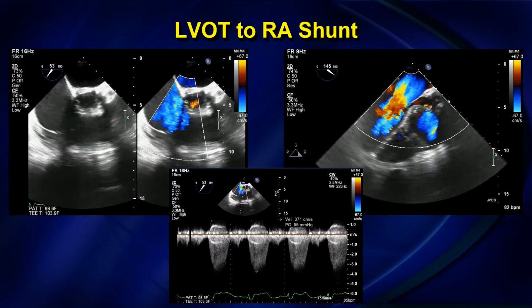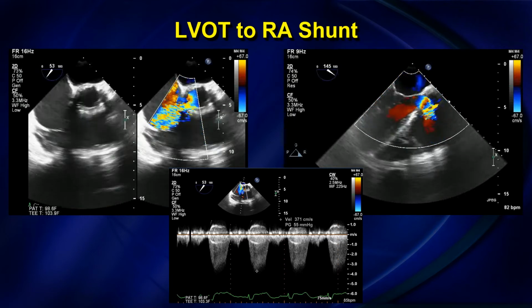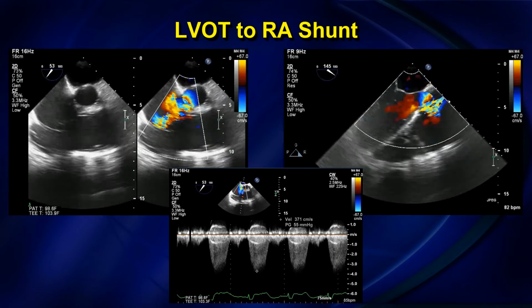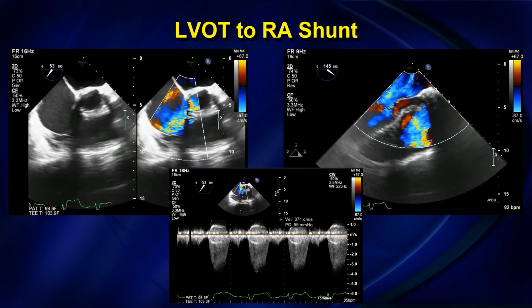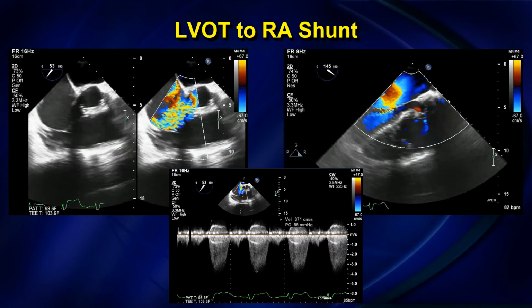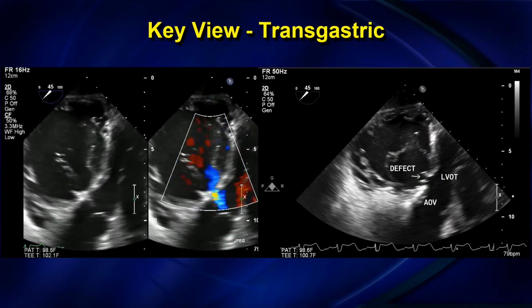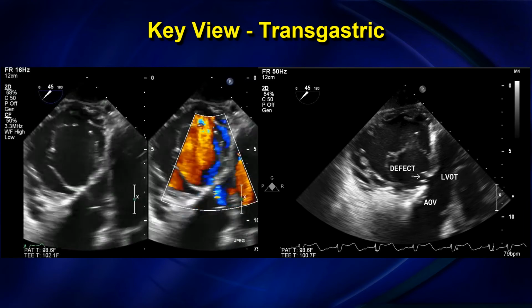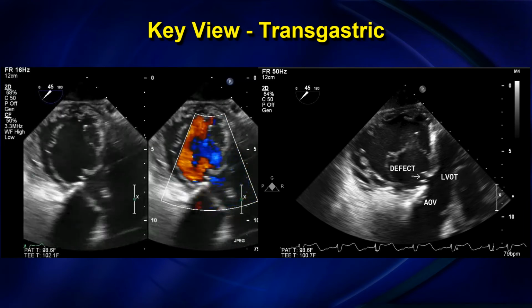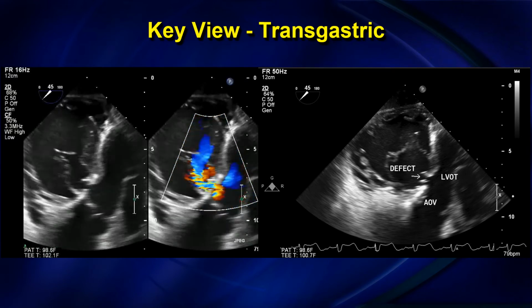Here we can see clearly that there is an LVOT to RA shunt, both by color flow and Doppler imaging. However, during the procedure, crossing the defect from the right atrial side proved to be difficult. This key transgastric view shows us why. Here we can see that the defect has a windsock appearance and that crossing from the LVOT side might be easier.